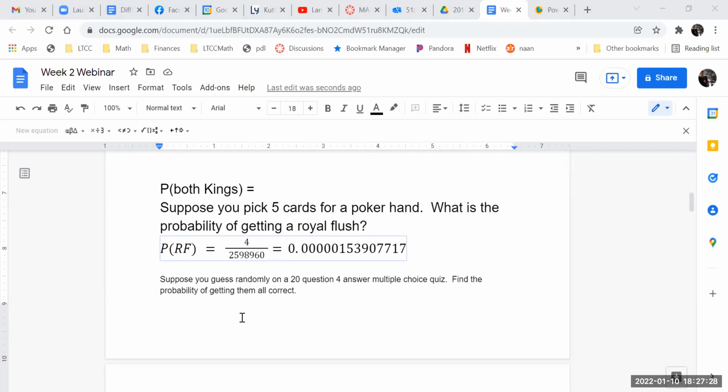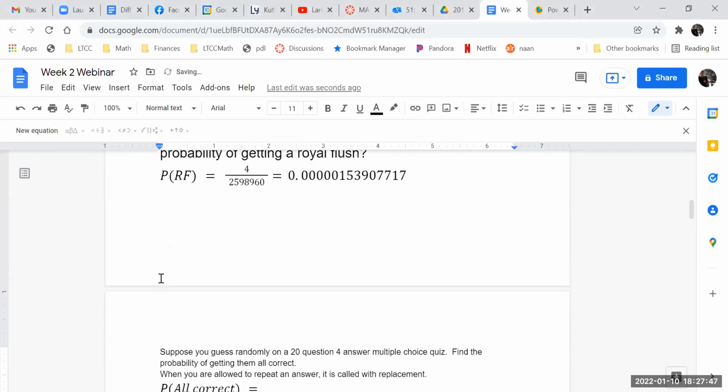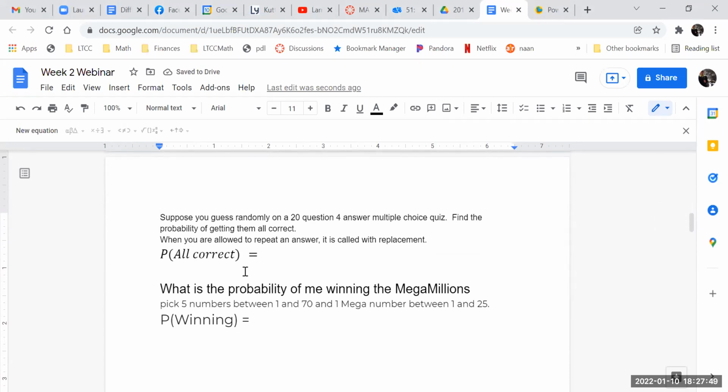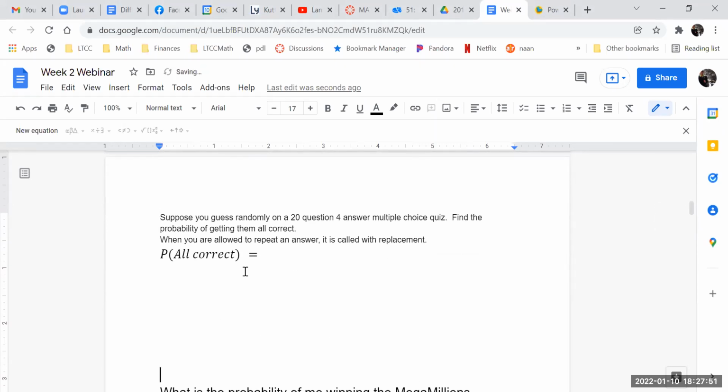Okay. So how about this one? Suppose you guess randomly on a 20-question, 4-answer multiple choice quiz. You probably have had those kinds of quizzes before. Find the probability of getting them all correct. So what's the probability of getting all 20 correct?